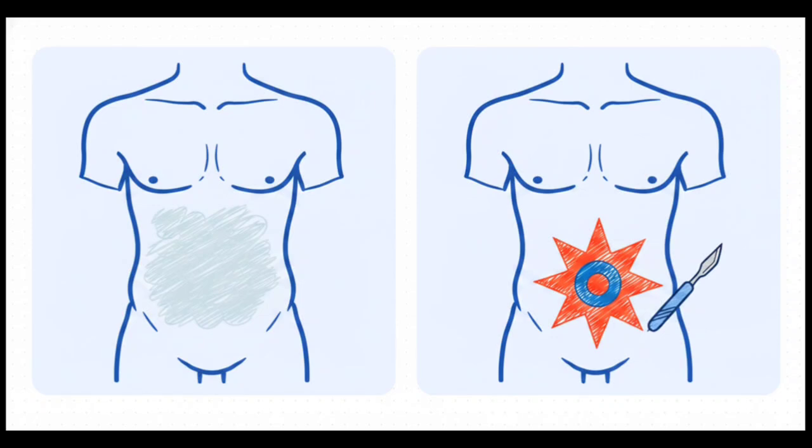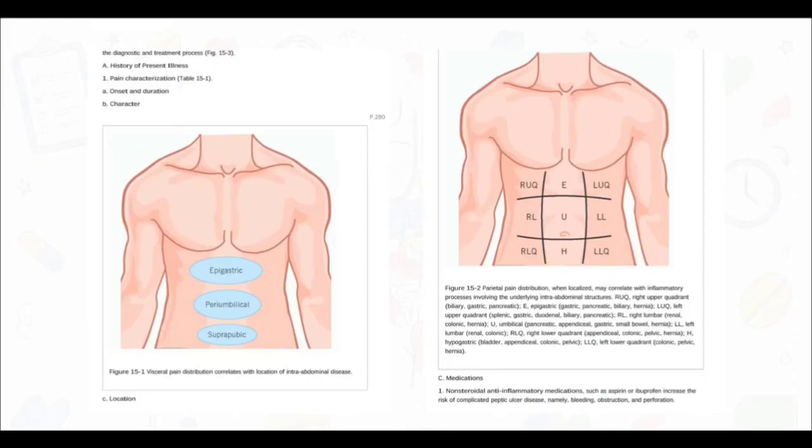But parietal pain is a whole different beast. It's well localized right to a distinct abdominal quadrant. It's sharp, severe, and triggered by direct irritation of the parietal peritoneum. When a patient's pain shifts from visceral to parietal, it's usually signaling a localized inflammatory process, and that literally screams surgical emergency.